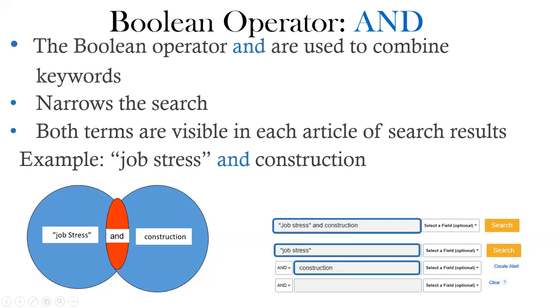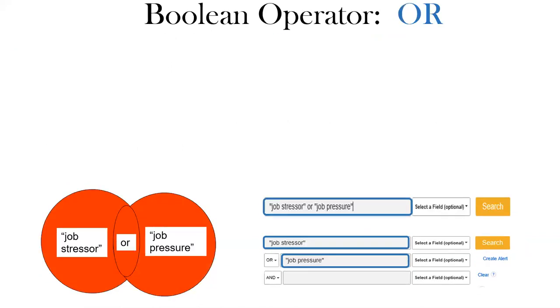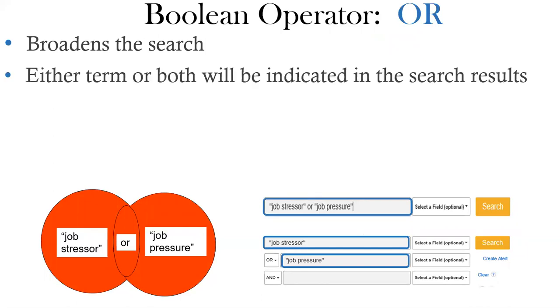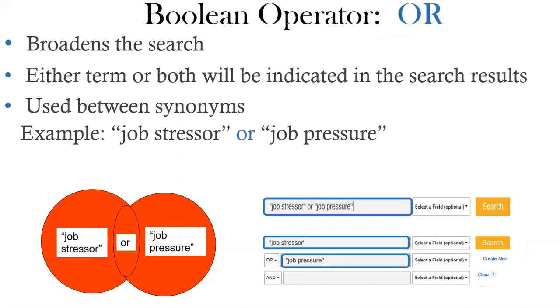The Boolean operator or broadens the search. Either term or both will be indicated in the search result. It is used between synonyms. I decided to use it between job stressor or job pressure, and once again, you can indicate it on one line, separated by or, or you can indicate it on separate search boxes indicated by or.